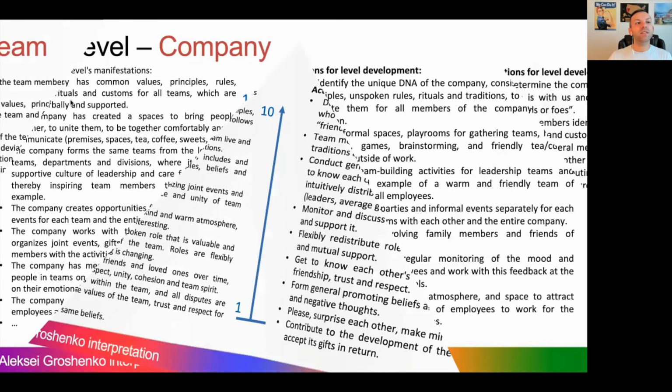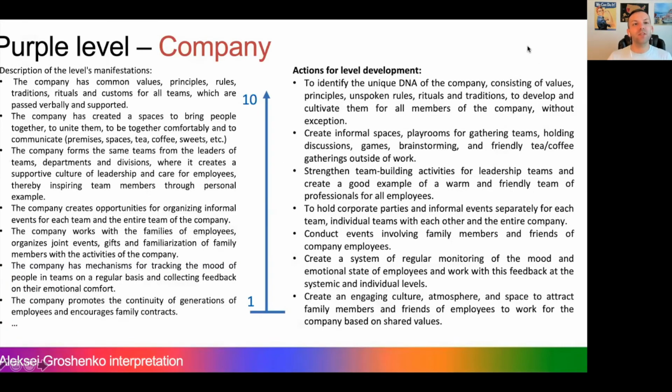And the last perspective, company. Company as a structure which has resources, goals, and can impact, of course, on a purple level, and can be developed on the purple level. So the main criteria from the company perspective are that the company has common values, principles, rules, traditions, rituals, and customs for all teams.